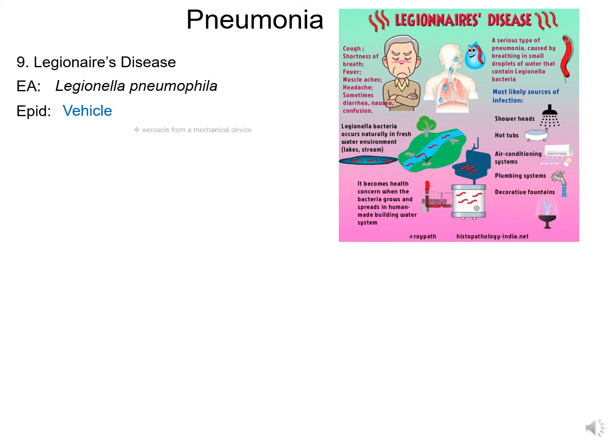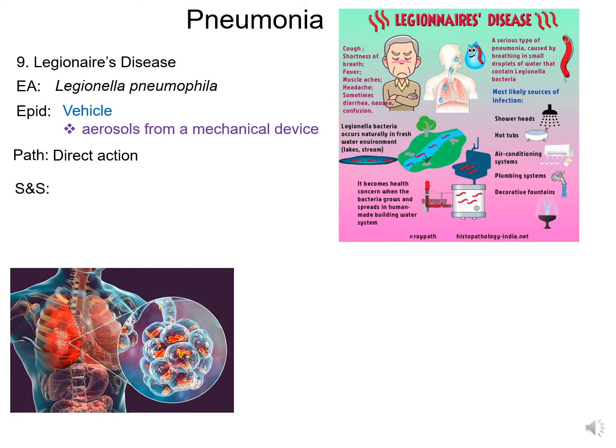This disease first came across in 1974 at the American Legion National Convention in Philadelphia. The pathogenesis is direct action, just as all pneumonia is, and it's going to produce the same signs and symptoms. So we're going to see it destroying the lung, but that's not the big problem here. The big problem is going to be in the sign and symptom, and that first sign and symptom is high fever, which starts at 105 degrees Fahrenheit and keeps going up.